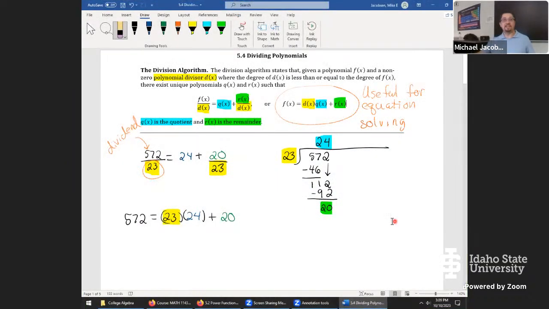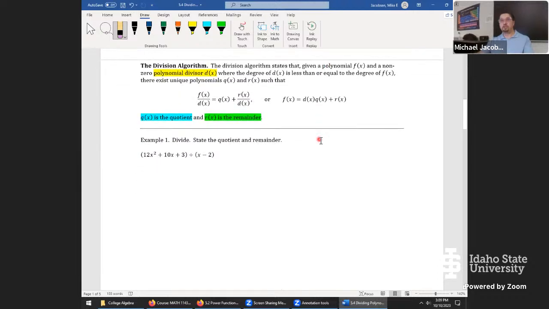Now let's try this all out again. So think of this again as the warm-up. Division algorithm is here, just copy and pasted. And this is what a real ALEKS question is going to look like. They tell us to divide, makes sense. There's the division symbol right there. So we're definitely dividing. And then we'll state quotient and remainder.